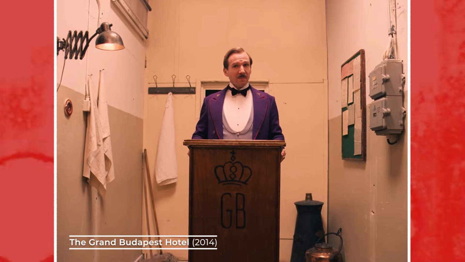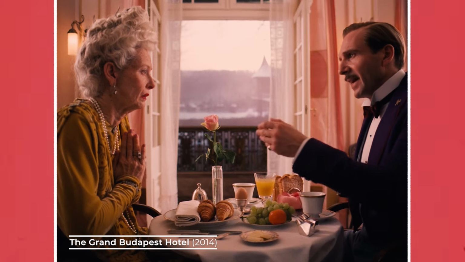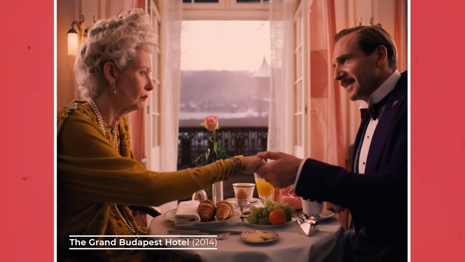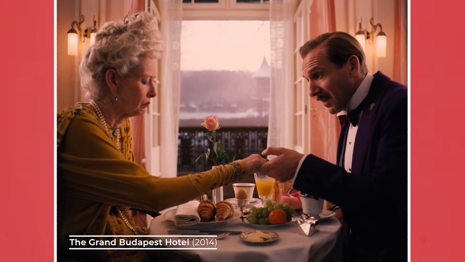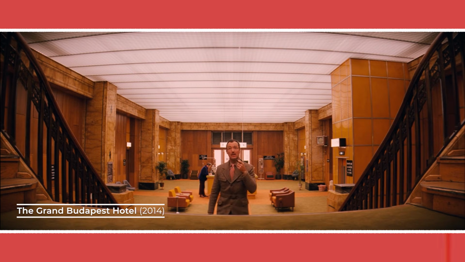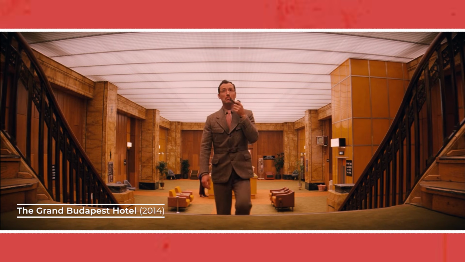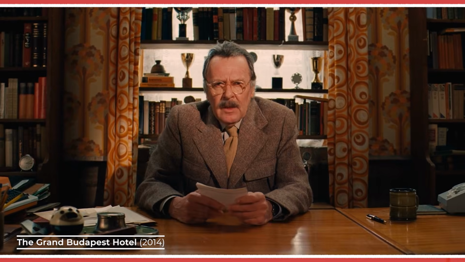Secondly, it can be used to visually differentiate various periods in a film, such as in The Grand Budapest Hotel, where 1.33 was used for the 1930s portion of the story, while 1968 was shot with anamorphic lenses, and the 80s captured in 1.85 to 1.